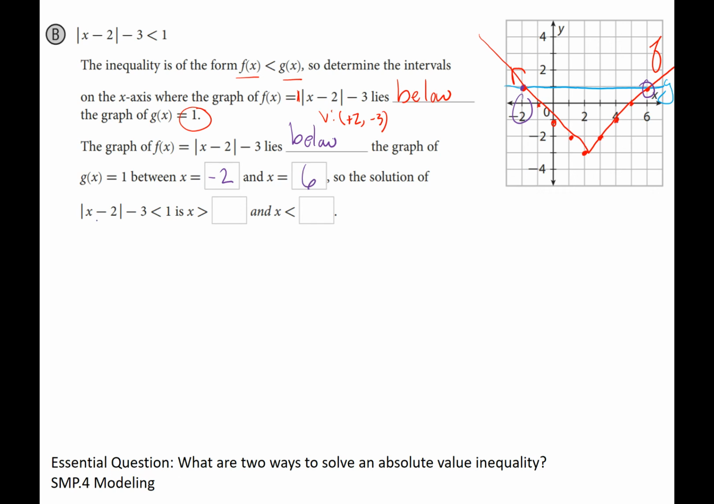So the solution of the absolute value of x minus 2 minus 3 less than 1 is where x is greater than this lower number here, because we're looking at these values that are underneath. So x is greater than negative 2, but less than 6.